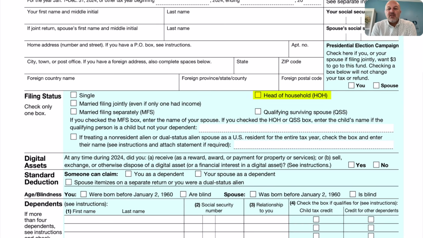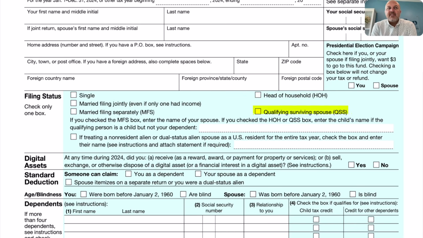The only exception is certain parents. The parents do not have to be living with you. As long as you provide more than half their support, you can still claim them when you file head of household, even though they don't live with you.